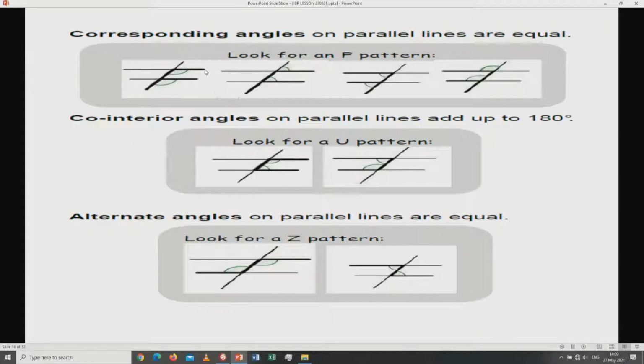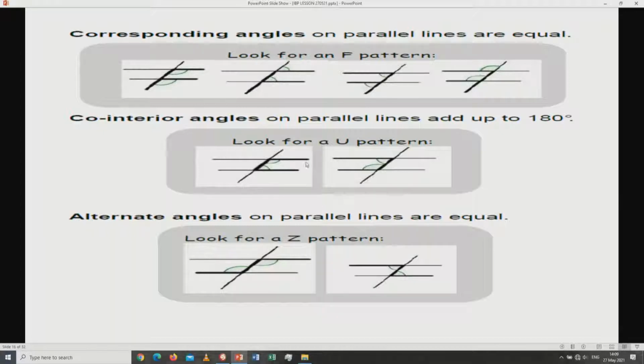You can look at this one. It's given as an F, as a reminder. I'll note it down here. They said you must look at the pattern. F as a reminder. We'll come back to that one. Right. The second one, co-interior, looks like a U as a reminder there.